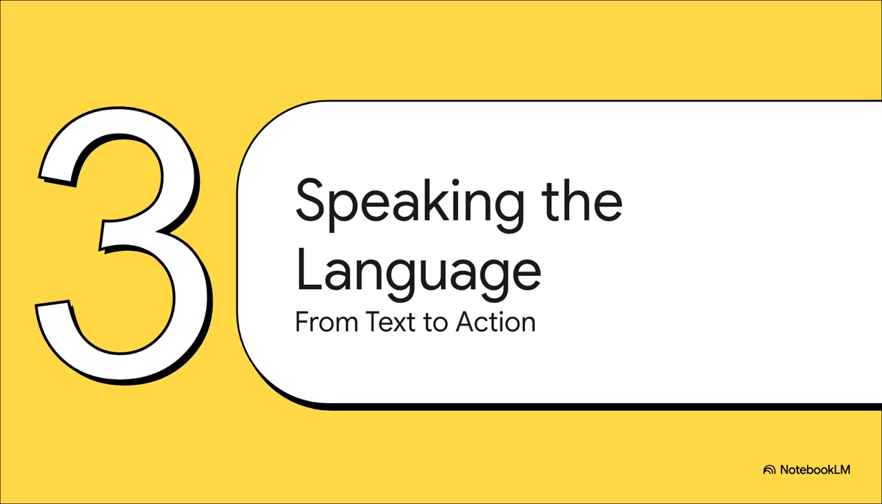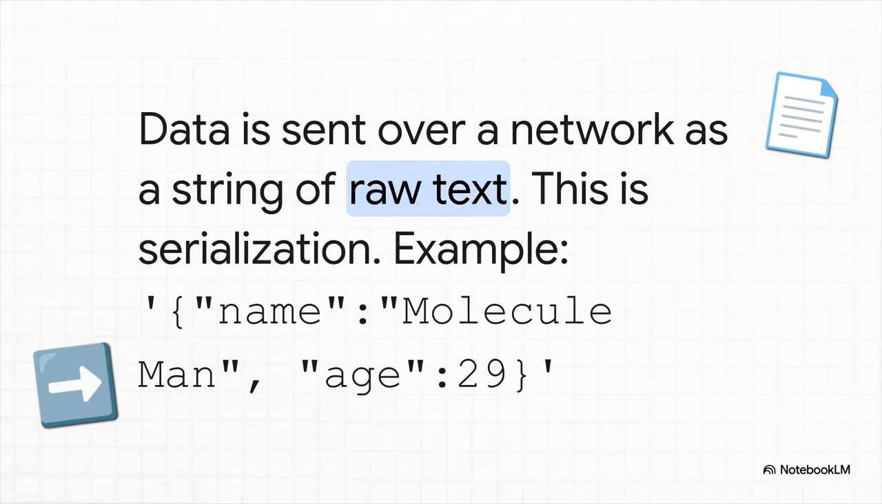How do they speak the language of JSON? Well, it's a two-way street of turning text into something useful and back again. So imagine a server needs to send some data over to your browser. First, it has to package it up for travel. This is called serialization. It basically just takes the data and turns it into one long, simple string of text, just like this. Right now, it's just letters and symbols, not super useful on its own.